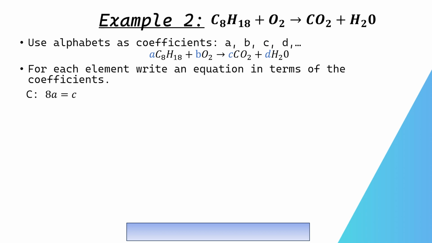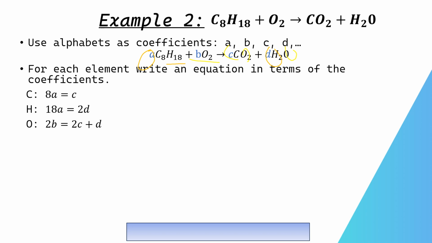To produce C, 1C, and that's the same as C. Now, for hydrogen, 18A will give us 2D, so write that 2D. Now, for oxygen, it will be 2B, 2B giving us 2C plus 1D. Simple. So we've gotten an equation in terms of all the coefficients.